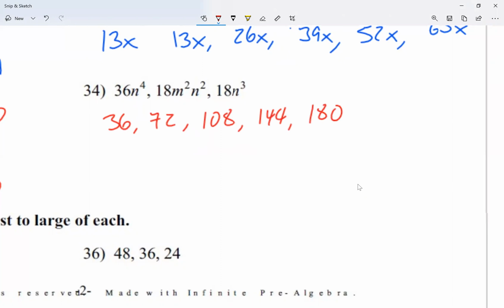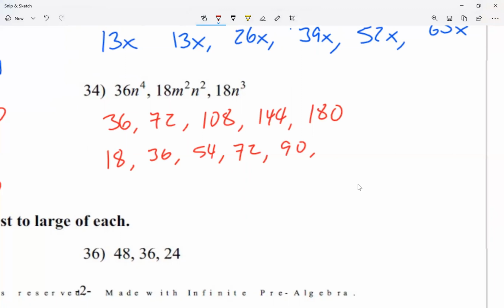Now let me find multiples of 18. I'm going to start at 18. And for each additional number, I'm going to add 18 more. So 36, 54, 72, 90, 108. Now I see 18 twice, right? I'm only going to do it once because pretty sure that other lists will be the same thing. So I'm just going to do it only once.